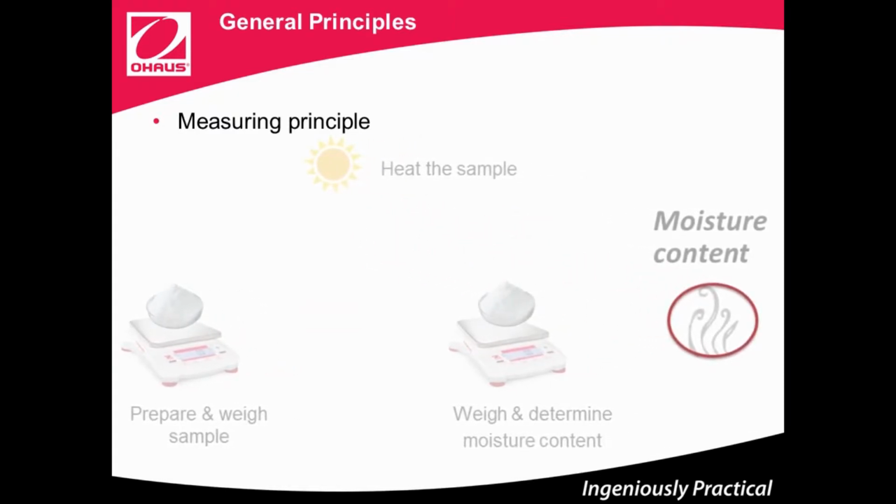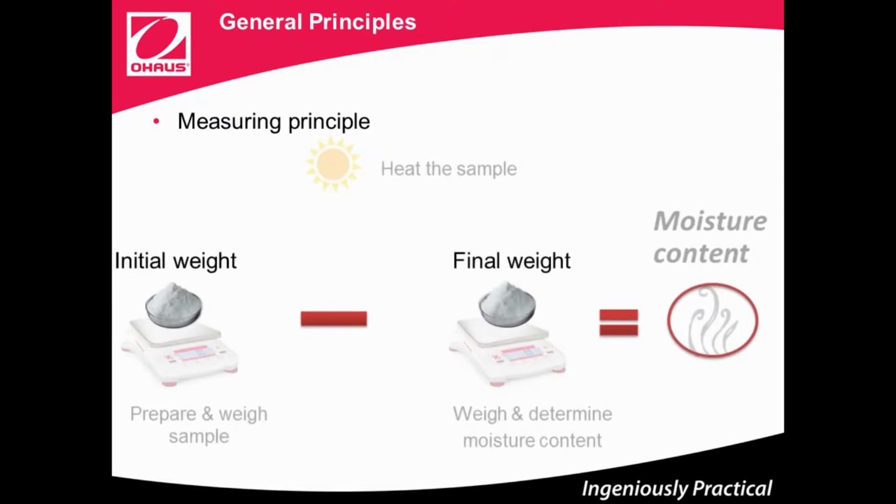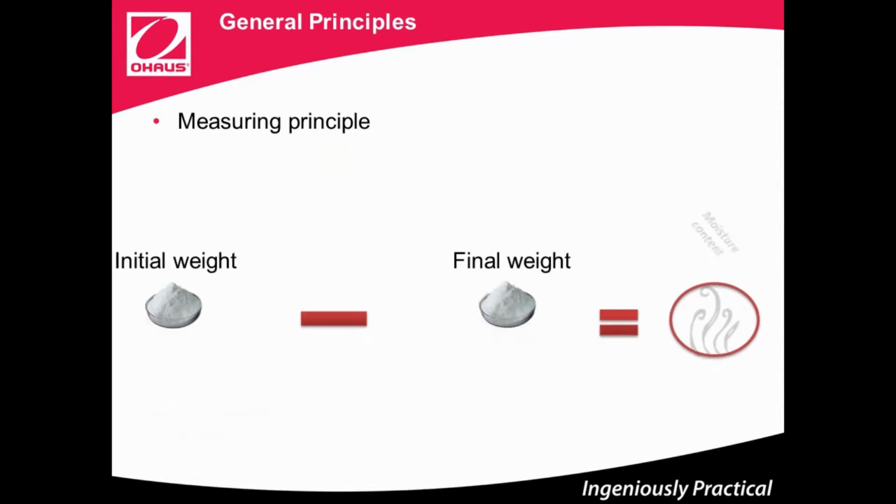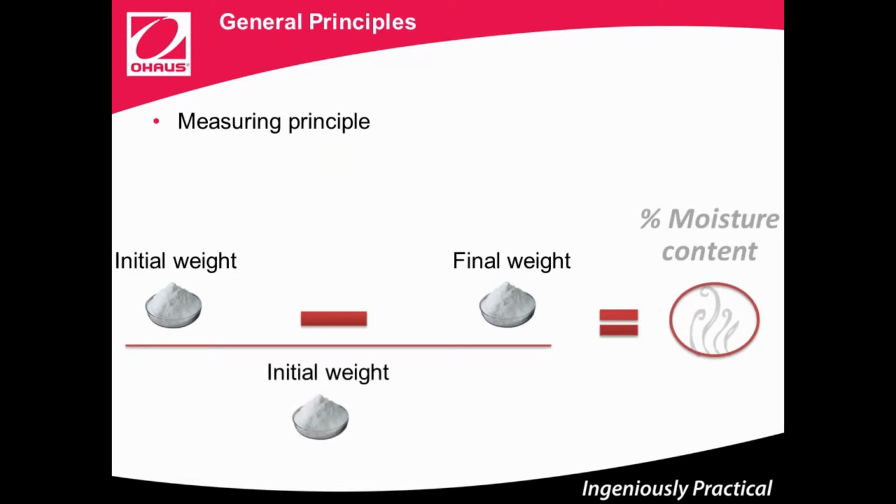To calculate moisture content, subtract the final weight from the initial weight. The weight change is interpreted as the moisture content. Usually, we express moisture content as a percentage. To express the moisture content as a percentage, divide the moisture content by the initial weight.